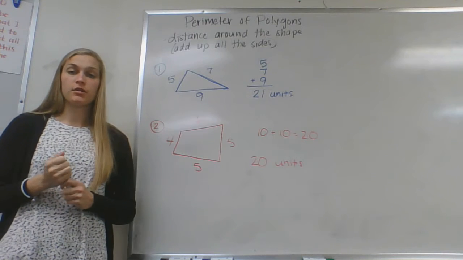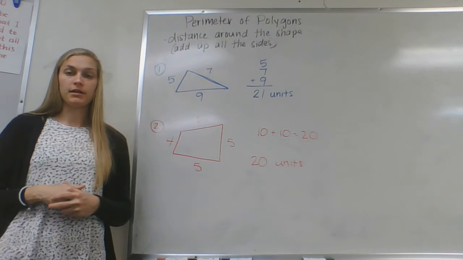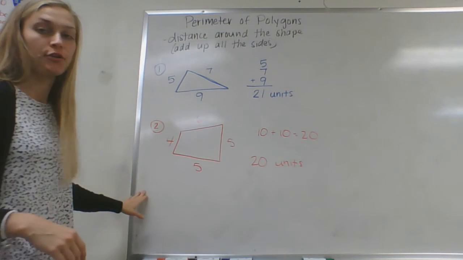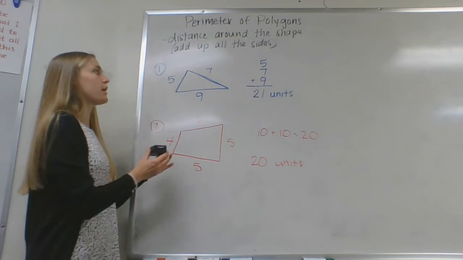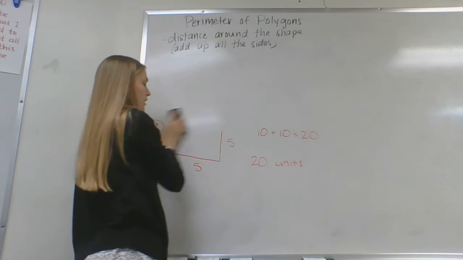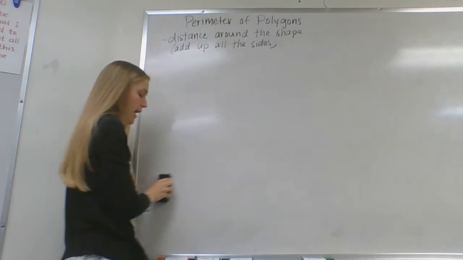All right, so we're going to talk a little bit about some shortcuts to regular polygons. You can always just add up every side. We're going to talk about what happens if you have some regular polygons. So if you remember what the definition for a regular polygon is, that's when a polygon has all equal sides and all equal angles.